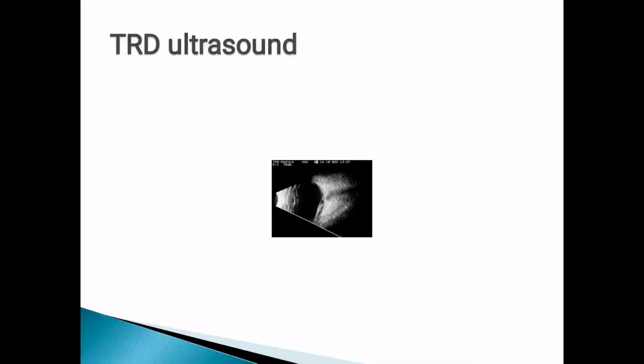And then tractional retinal detachment. I already told you that when there is hemorrhage in the vitreous, it causes fibrosis, and this fibrosis will pull on the retina. It will exert traction on the retina, causing tractional retinal detachment. The retina gets separated from the pigment epithelial layer. So this is called TRD or tractional retinal detachment.